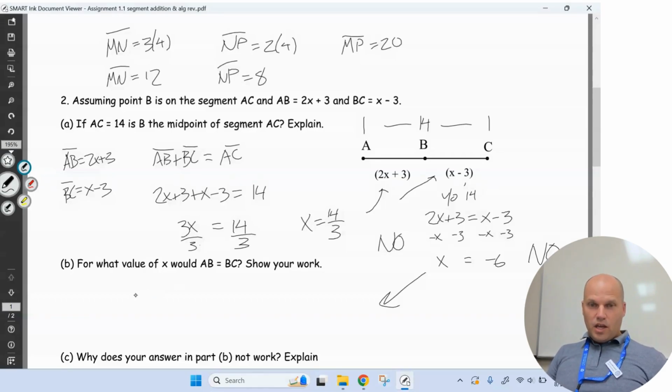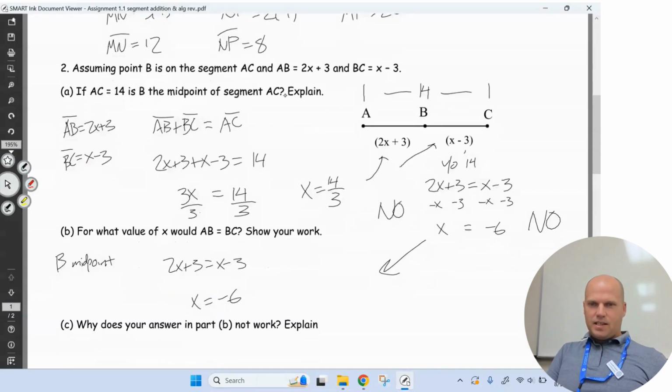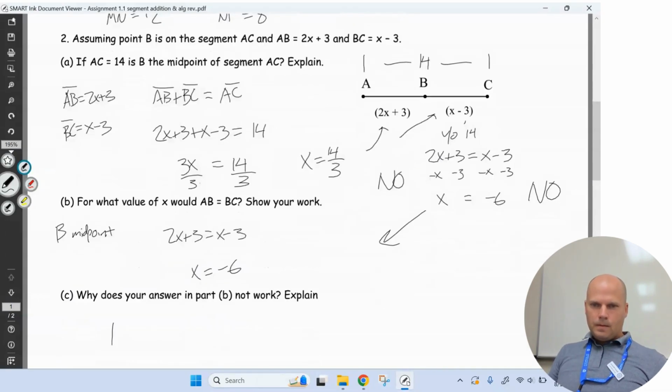It's like, if AB equals BC, then B would be the midpoint, which we know is not true, because if that was the case, then x would have to equal -6. Does that make sense? No. Why not? We don't like negative lengths for line segments.